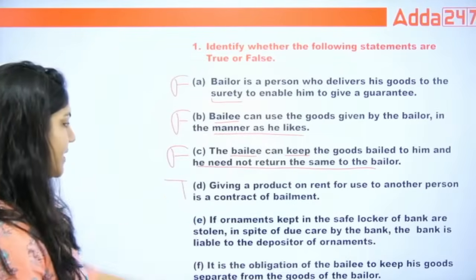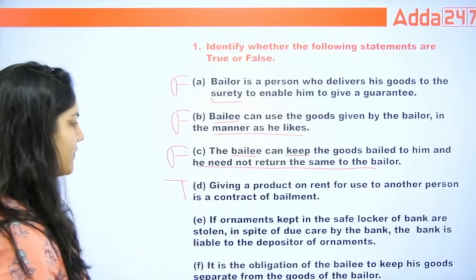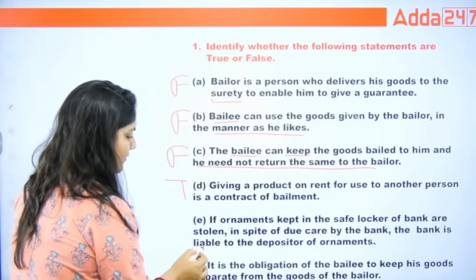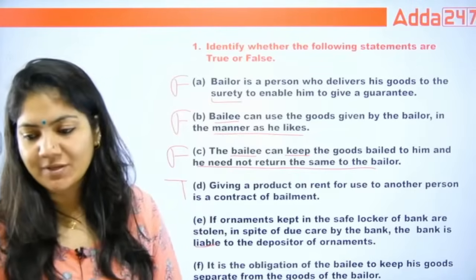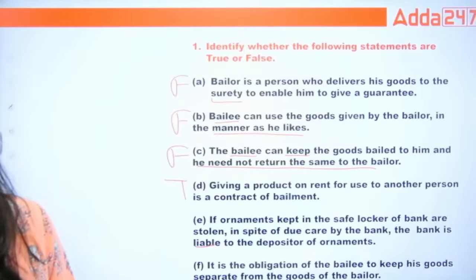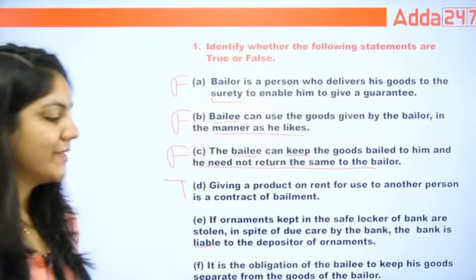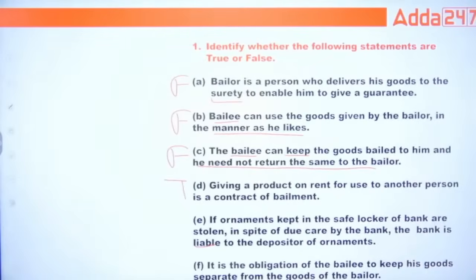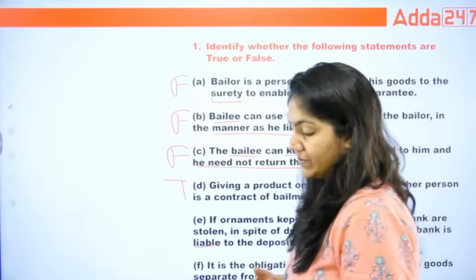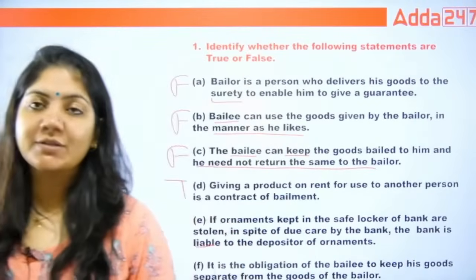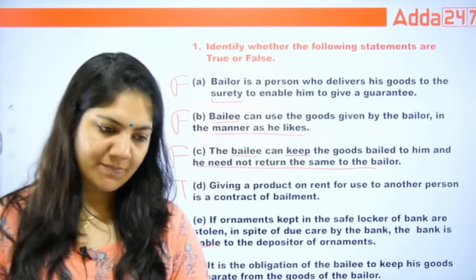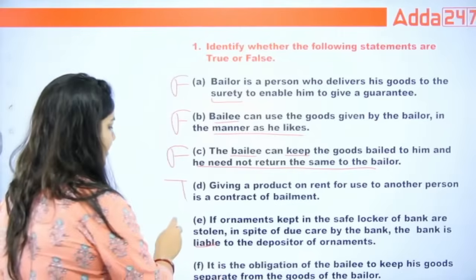Next: if ornaments kept in the safe locker of a bank are stolen in spite of due care by the bank, the bank is liable to the depositor. In the previous class, we have done this thing. This is an example of bailment. Tell me, guys, if Nikita ma'am has given jewelry to the bank, and in that case the jewelry is stolen in the bank, whether the bank is liable to the depositor? The answer is absolutely not.